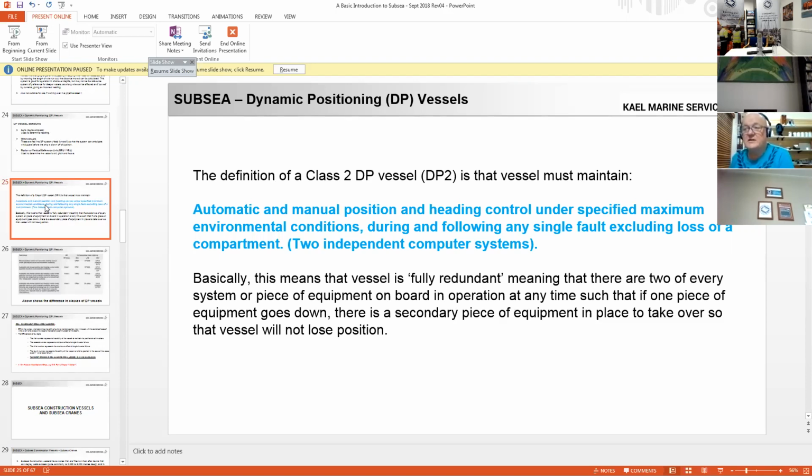This basically means that the vessel is fully redundant, meaning that there are 2 of every system or piece of equipment on board in operation at any time, such that if one piece of equipment goes down, there is a secondary piece of equipment in place to take over, so the vessel will not lose position.